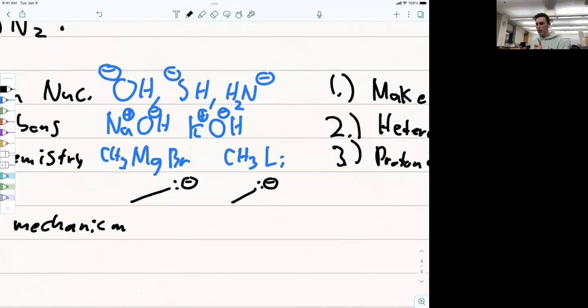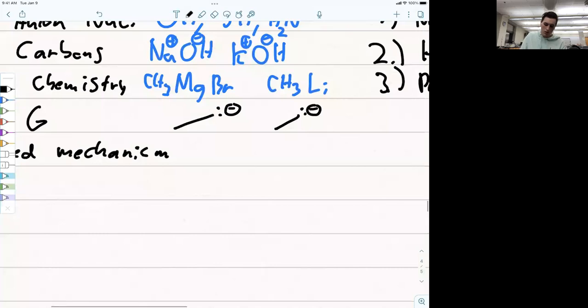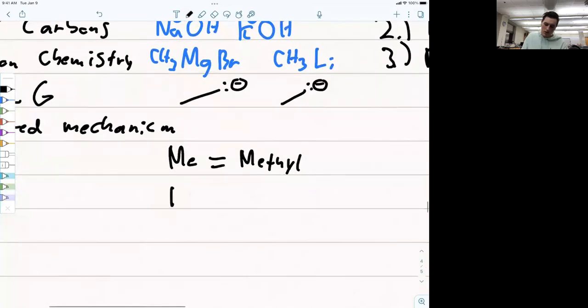This is a really important thing that I feel like I wasn't told last semester. That both lithium or that like Me, sorry, my bad, ME stands for methyl, and ET stands for ethyl.